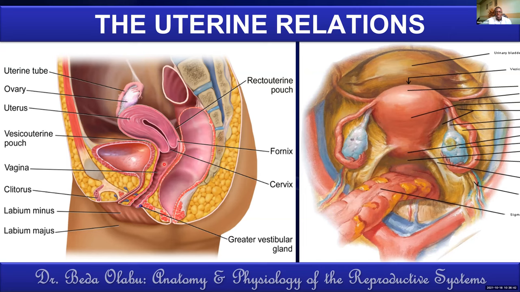Inferiorly, you can see the vagina, and superiorly, we expect the coils of the small intestine as well as the coils of sigmoid colon on top. And laterally, we have what we call the adnexa, the ovary, the broad ligament, the fallopian tube. But there's something I want to add as a lateral relation. That's the ureters. Ureters are lateral to the uterus. I want you to remember that. Look at that again in an atlas and try to appreciate those relations of the uterus.